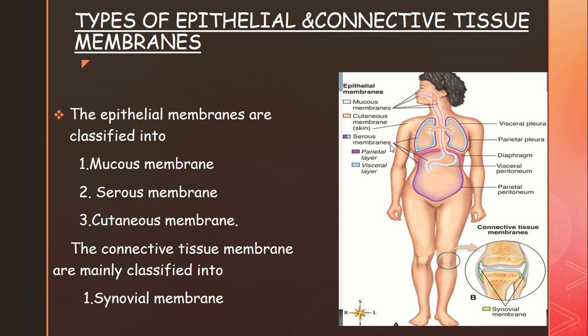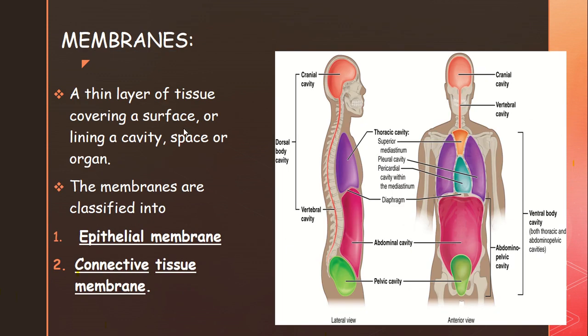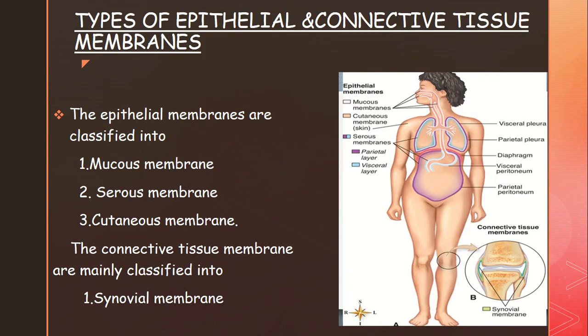The serous membrane is the one which produces serous fluid, mainly in the abdominal part, around the abdominal organs and the lungs. The inner layer which lines the organ, nearer to the organ and surrounding it, is called the visceral, and the outer layer is called the parietal. As we have seen, it is a thin layer covering a surface or cavity or organ. Anything which is lining the organ is called visceral.